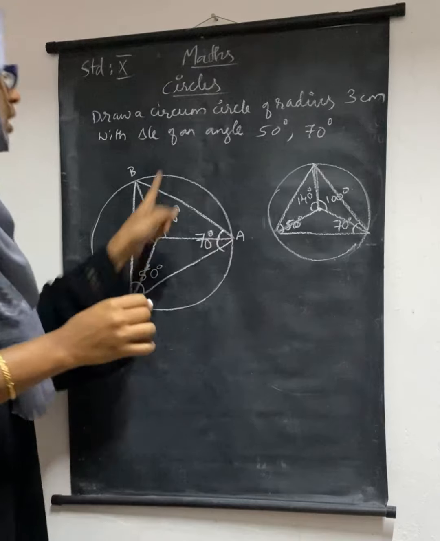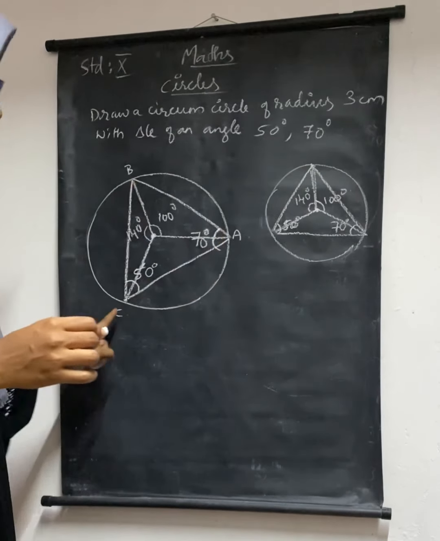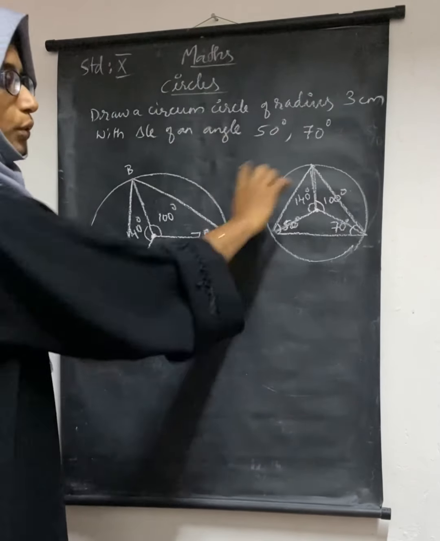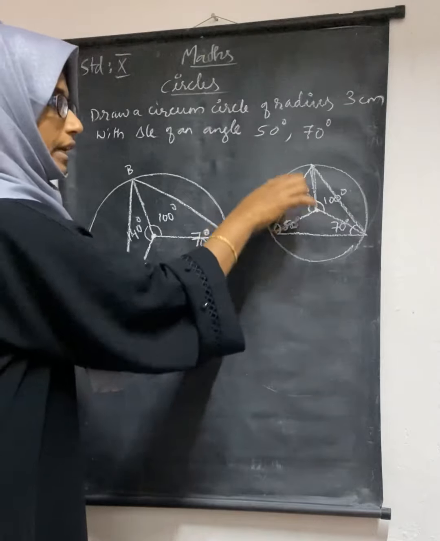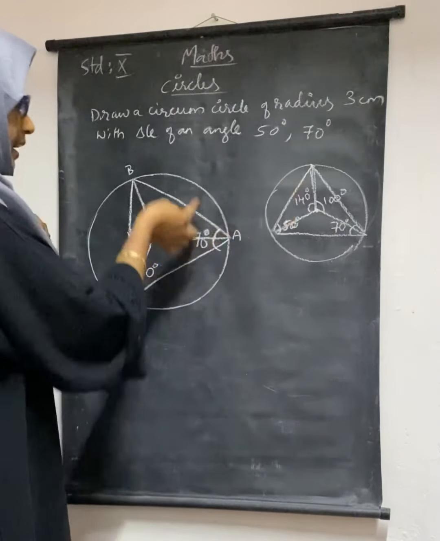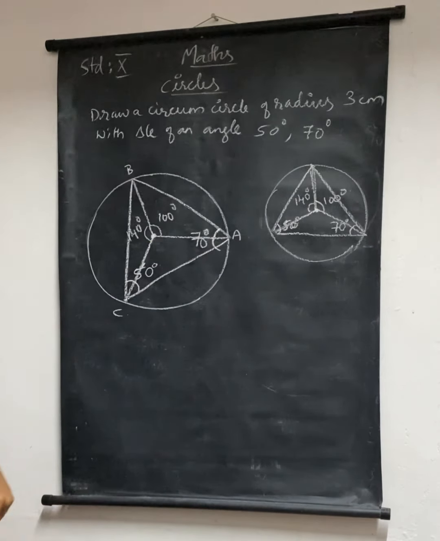So got no? The triangle of an angle 50 degree and 70 degree, you have to draw the figure like this. So this is the way, whenever a question asks this way, you have to do first a rough figure, find out which is the central angle first. Using the central angle, you have to draw the figure like this. So this is the way you have to do it.